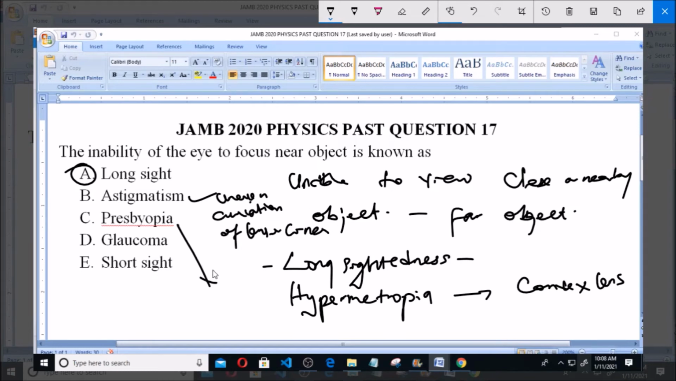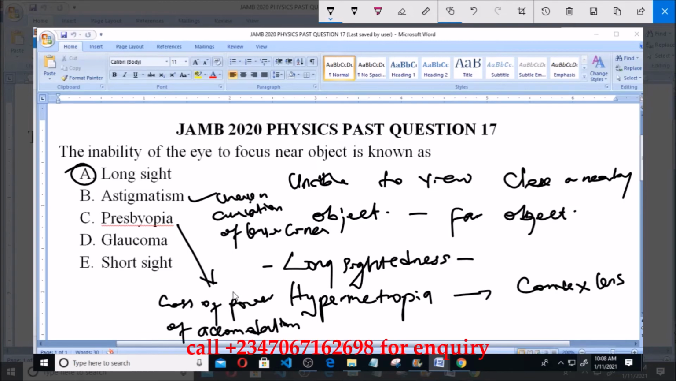Now presbyopia simply refers to the loss of power of accommodation. Presbyopia is common to old people, because they are unable to focus on either near objects or far objects since they've lost the power of accommodation. The eye muscles are weak, and so the power of accommodation is lost. It's common to old age.